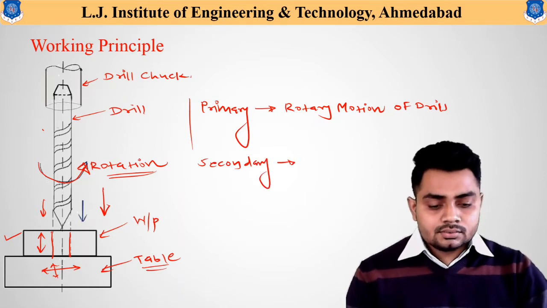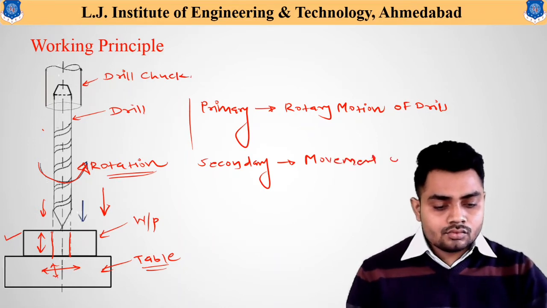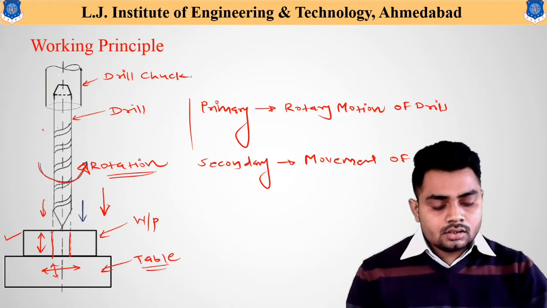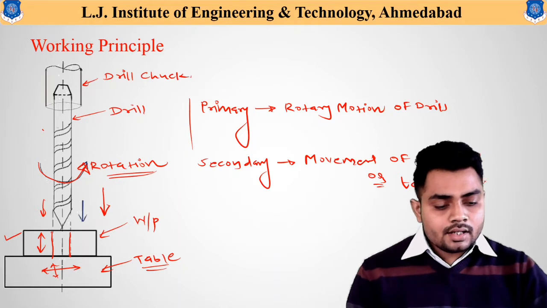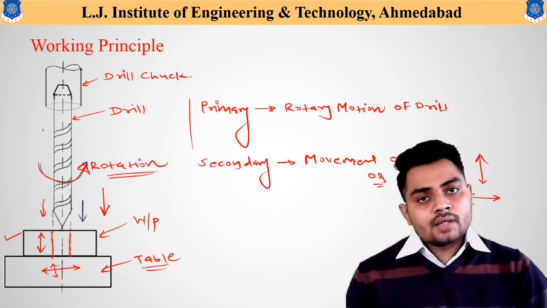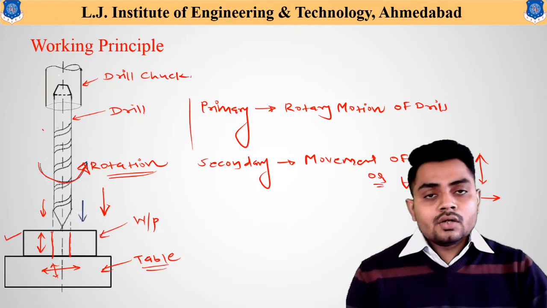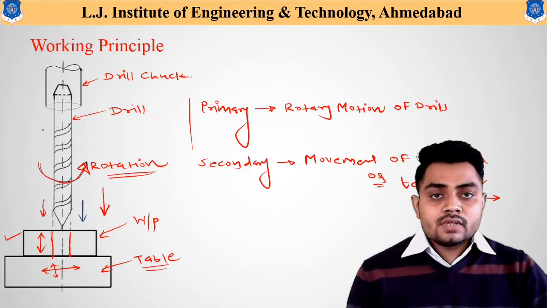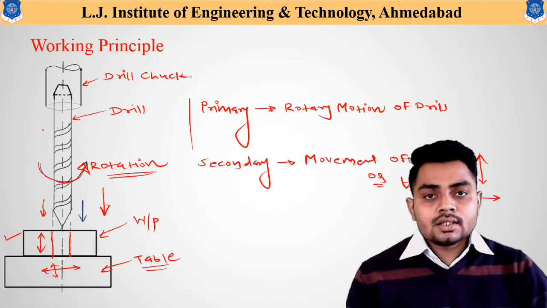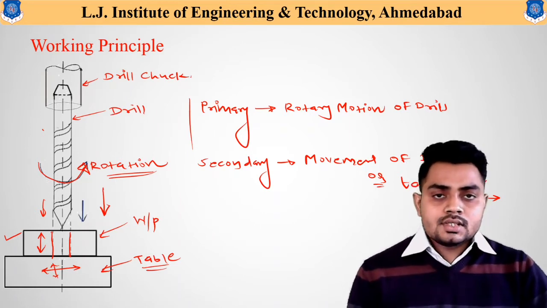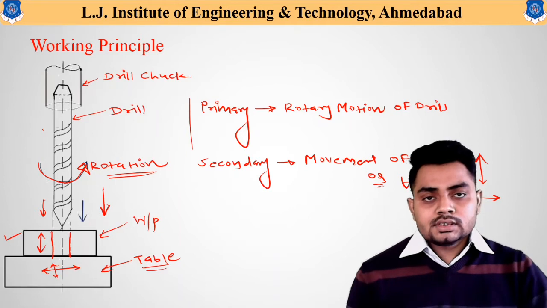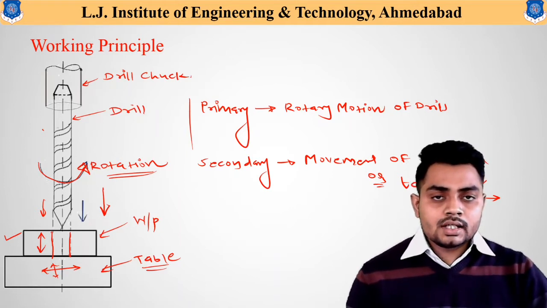that is the movement of the drill or table, maybe in the upward direction, in the downward direction, or in the longitudinal direction based on the requirement. In some machineries we move the table to adjust the location of the hole, and in some machineries we move the drill bit in the downward direction to generate the hole up to a certain depth. So these are some of the important motions that you need to understand to generate a hole.